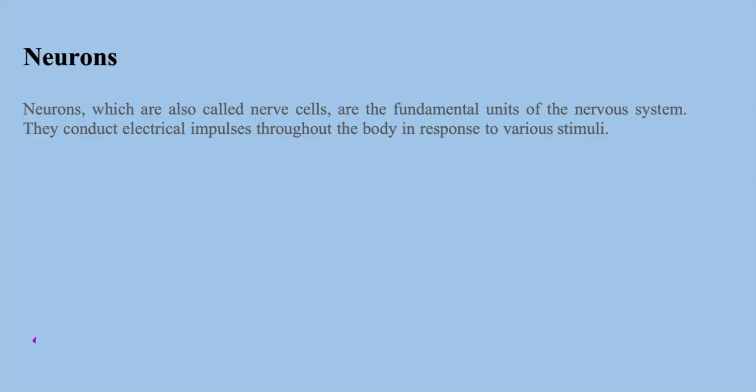Next, we're going to be talking about neurons. Neurons, also nerve cells, are the fundamental units of the nervous system, and they help to conduct electrical impulses throughout the body in response to stimuli. Stimuli are changes in your environment that produce a response.